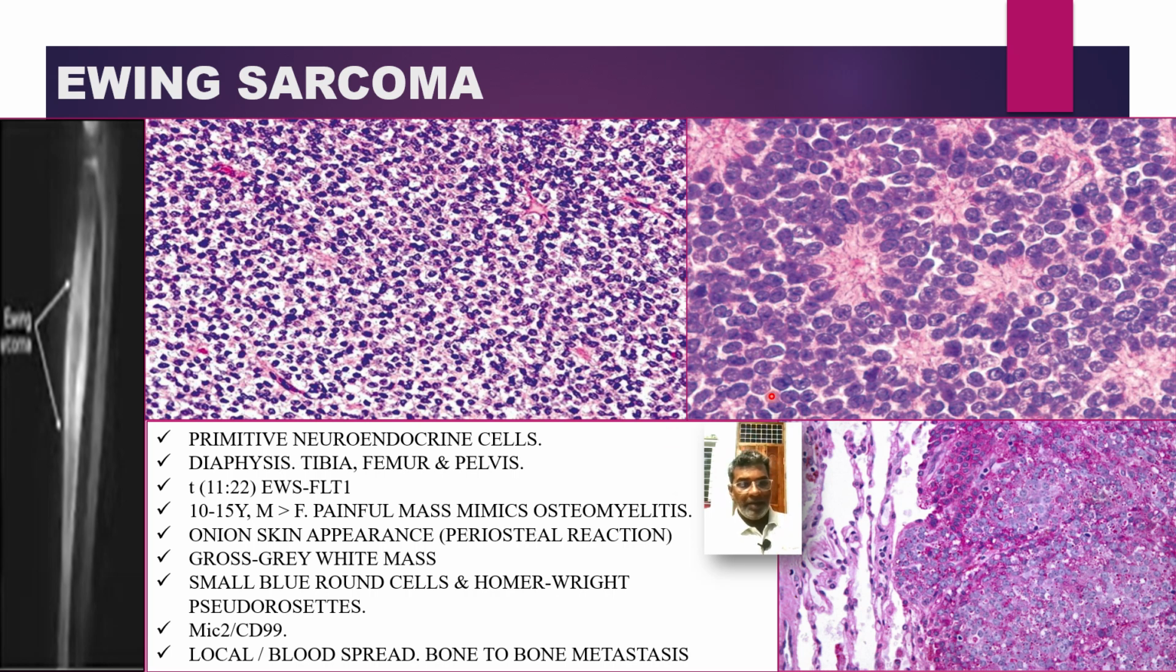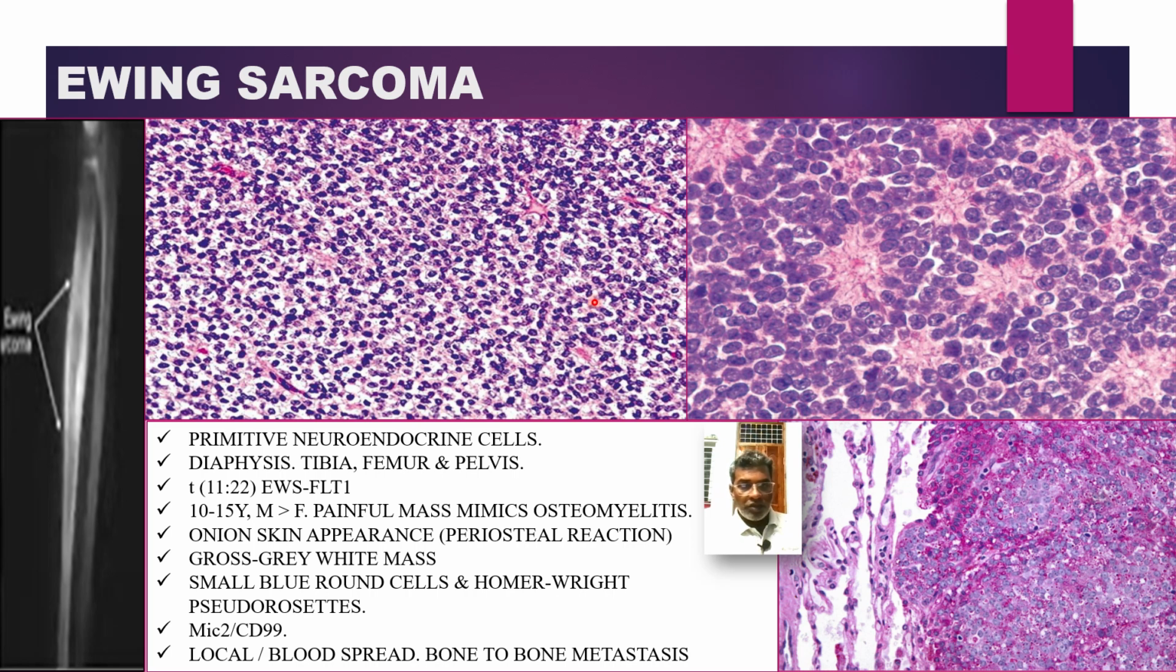The spread will be by local or blood spread, and bone to bone metastasis is more common in Ewing sarcoma. This is the special feature of Ewing sarcoma. 11 years, 11 translocation, EWS-FLI1 gene involved, onion skin appearance because of periosteal reaction, small blue round cells, Homer-Wright pseudorosettes, MIC2 or CD99 marker, and bone to bone metastasis.